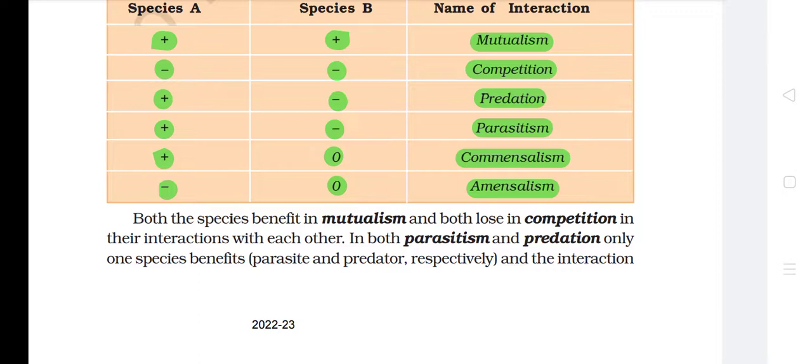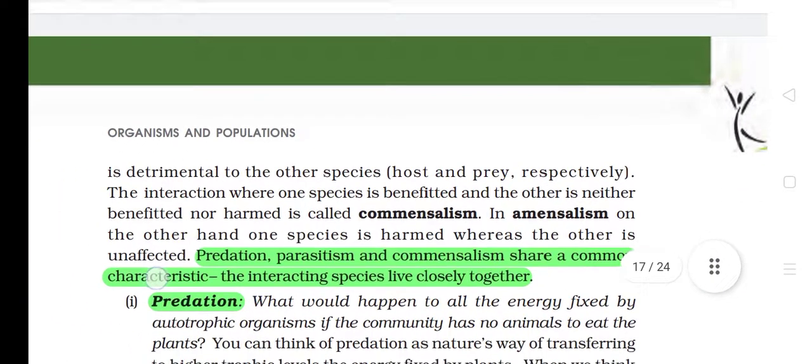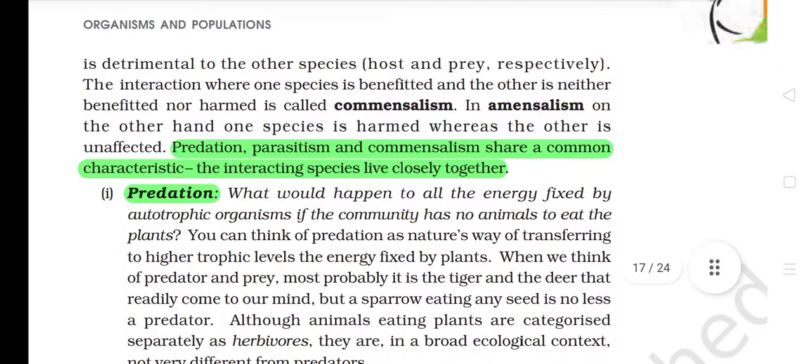Both the species benefit in mutualism and both lose in competition in their interactions with each other. In both parasitism and predation, only one species benefits, the parasite and predator respectively, and the interaction is detrimental to the other species, the host and prey respectively. The interaction where one species is benefited and the other is neither benefited nor harmed is called commensalism. In amensalism, on the other hand, one species is harmed whereas the other is unaffected.